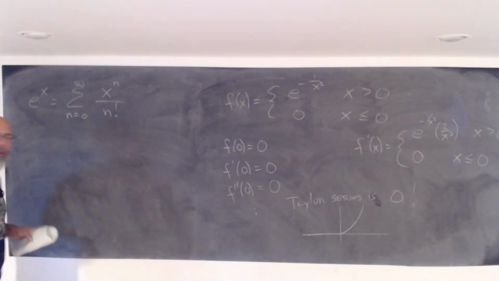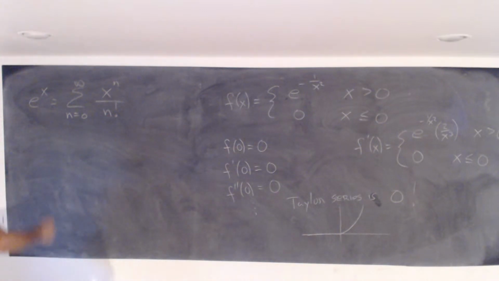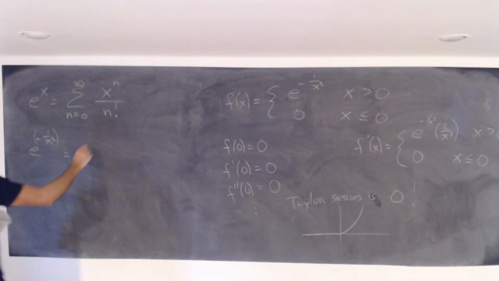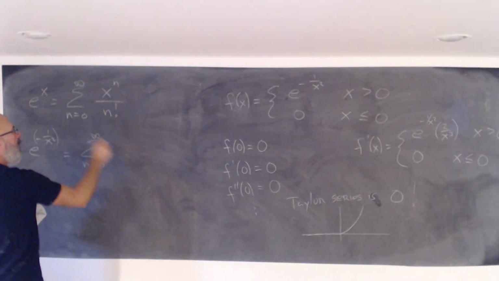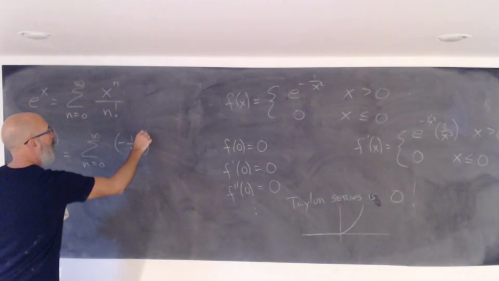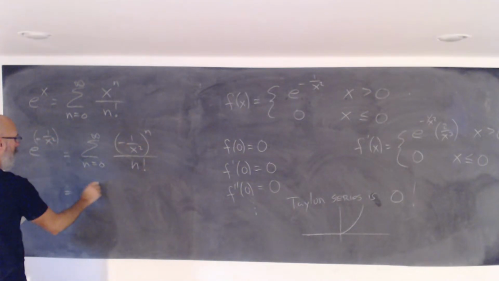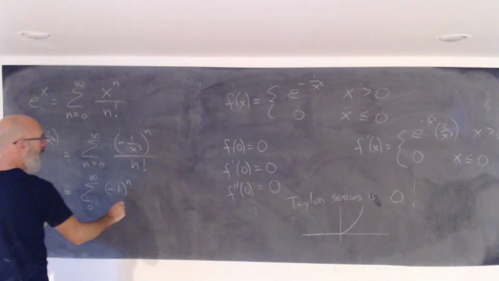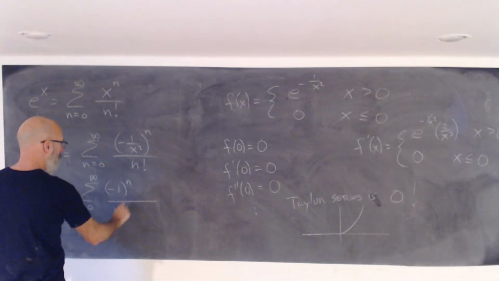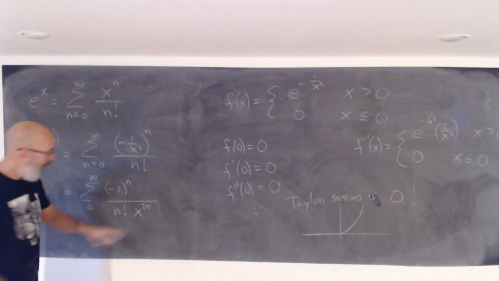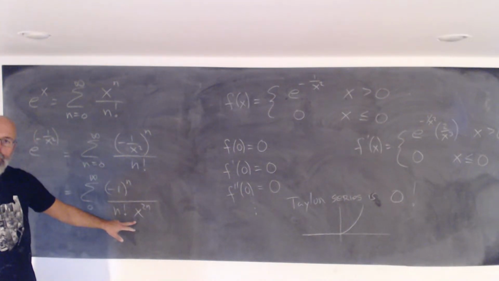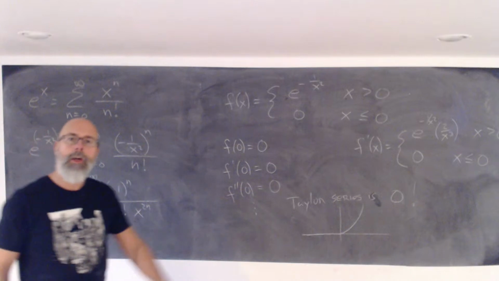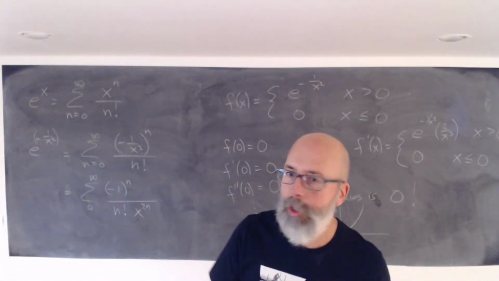You know the Maclaurin series for e to the x is this. And so if you plug in -1 over x squared in for x, what do you get? You get -1 over x squared to the power n over n factorial, which is really -1 to the n over n factorial x to the 2n. Your x has negative powers now. It's in the denominator. This is no longer a Taylor series, no longer a Maclaurin series.